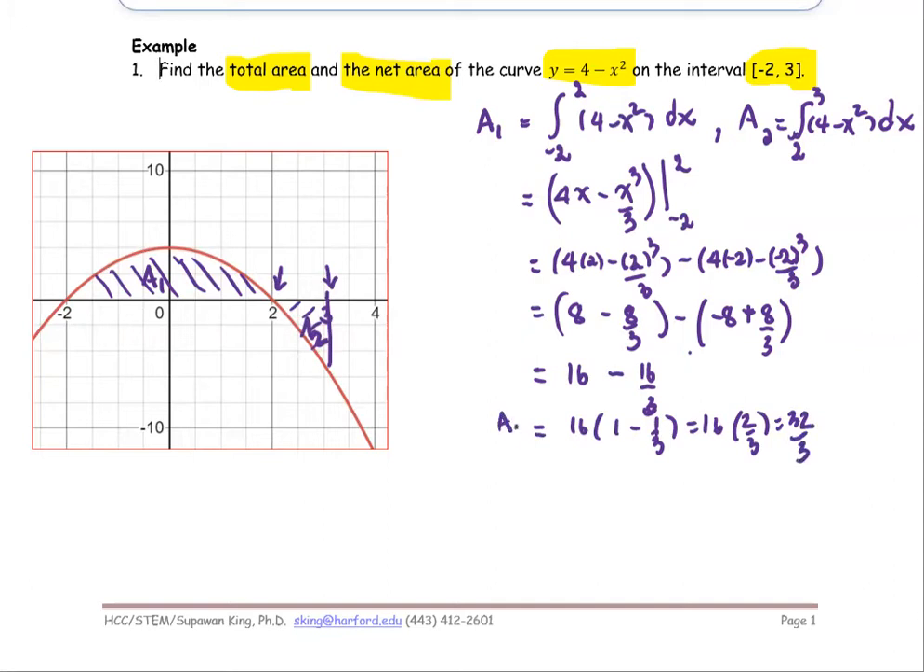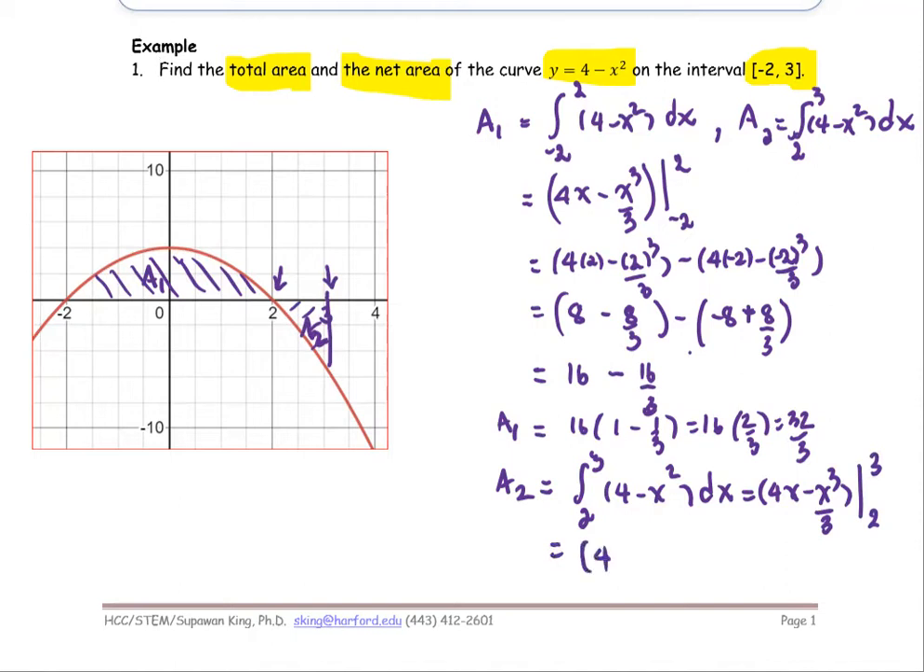And then we use the same way for A2. A2, the part of the graph below the x-axis, is the integral from 2 to 3 of 4 minus x squared with respect to x. The antiderivative is 4x minus x to the third over 3. Evaluate from 2 to 3, replacing the upper limit first. We have 4 times 3 minus 3 to the third over 3, and then subtract 4 times 2 minus 2 to the third over 3.